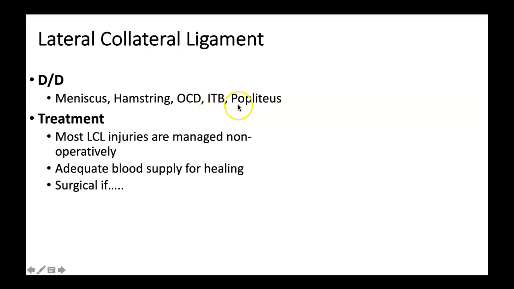In terms of treatment for the lateral collateral ligament, most of them can be managed non-operatively. And the reality is they have really good blood supply. And so for those reasons, we allow them to heal on their own. Again, the only time we really surgically intervene is if the meniscus or another ligamentous structure is involved, right?